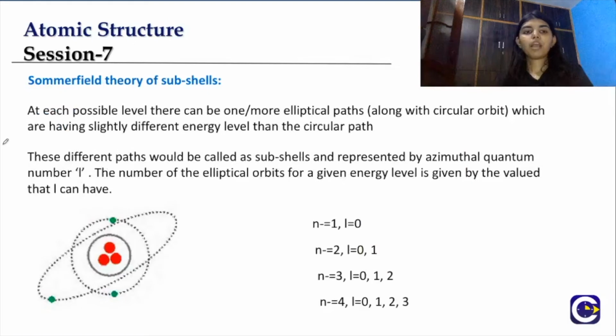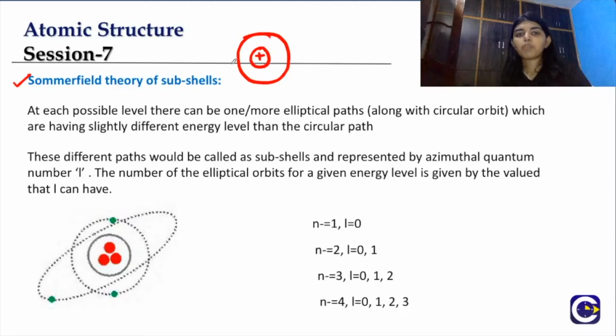Okay. See, next coming on to the Sommerfeld theory. Now this is very important. Sommerfeld explained that at each possible level there can be one or more elliptical paths along with the circular orbit, which have slightly different energy than the circular path. For example, Bohr explained that this is the orbit, right? This is the nucleus, let us say, and this is orbit number 1. Now Sommerfeld said that this orbit is accompanied by elliptical paths also. Not circular paths but elliptical paths. Can you see that this particular thing is an elliptical path that is associated with this particular orbit, right?